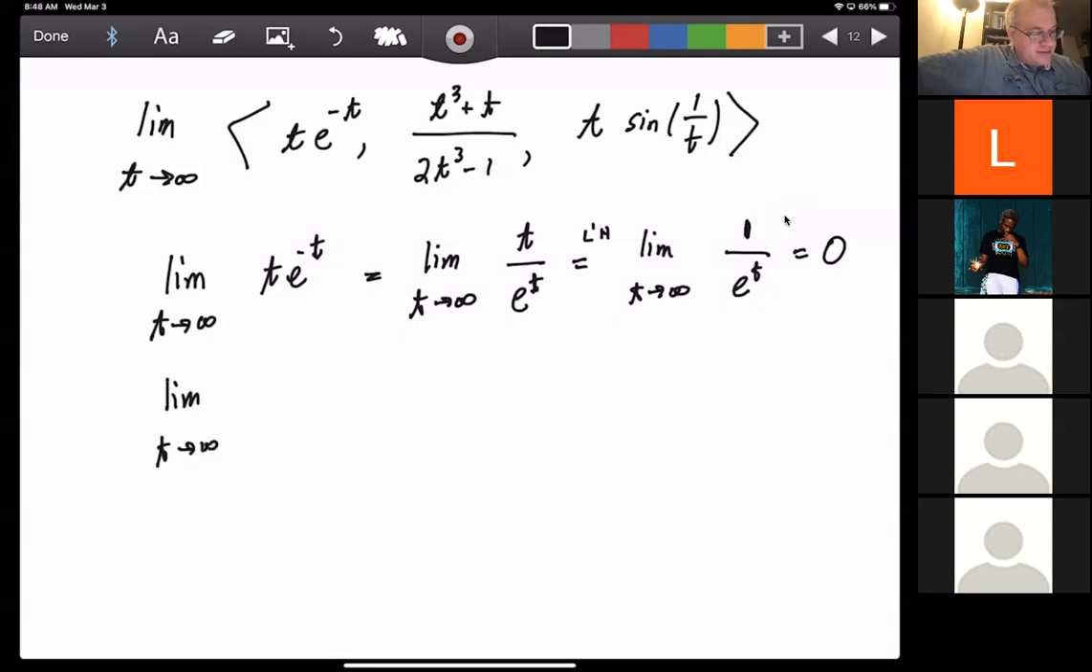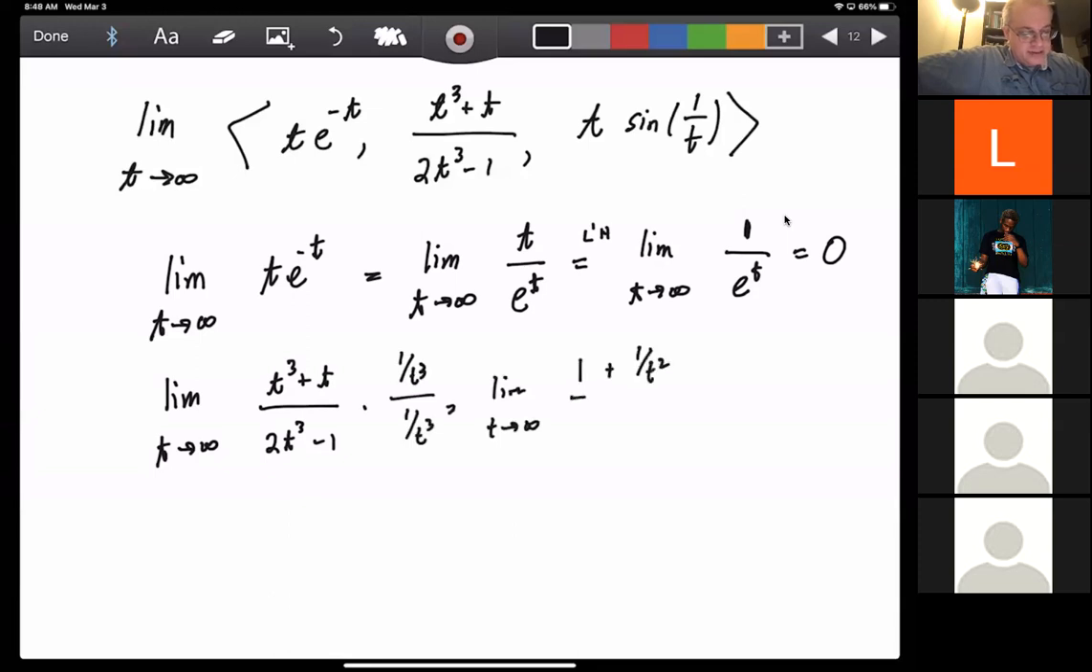We look at the limit as t goes to infinity of t cubed plus t over 2t cubed minus 1. You could do L'Hopital's rule 3 times on this, or you could multiply top and bottom by 1 over t cubed. So that would be 1 plus 1 over t squared on the top, 2 minus 1 over t cubed on the bottom. And this is not that hard to evaluate. So we get an answer. And then let's look at the last one here.